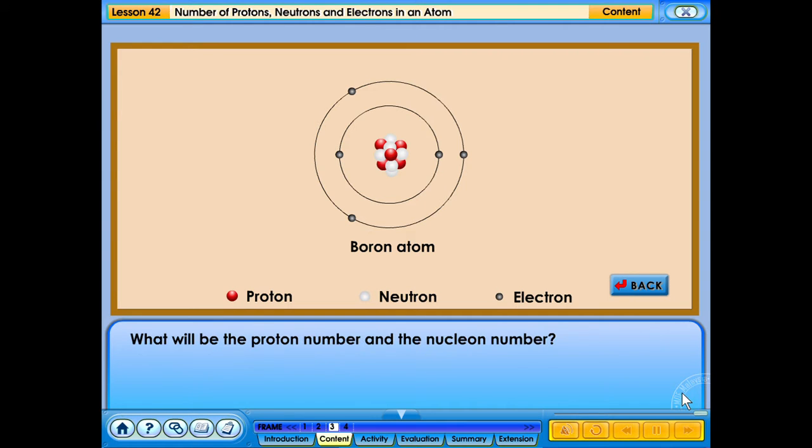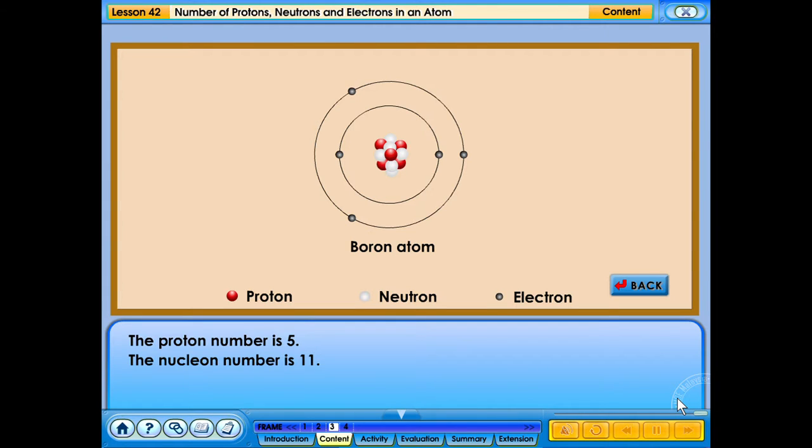What will be the proton number and the nucleon number? The proton number is 5. The nucleon number is 11.